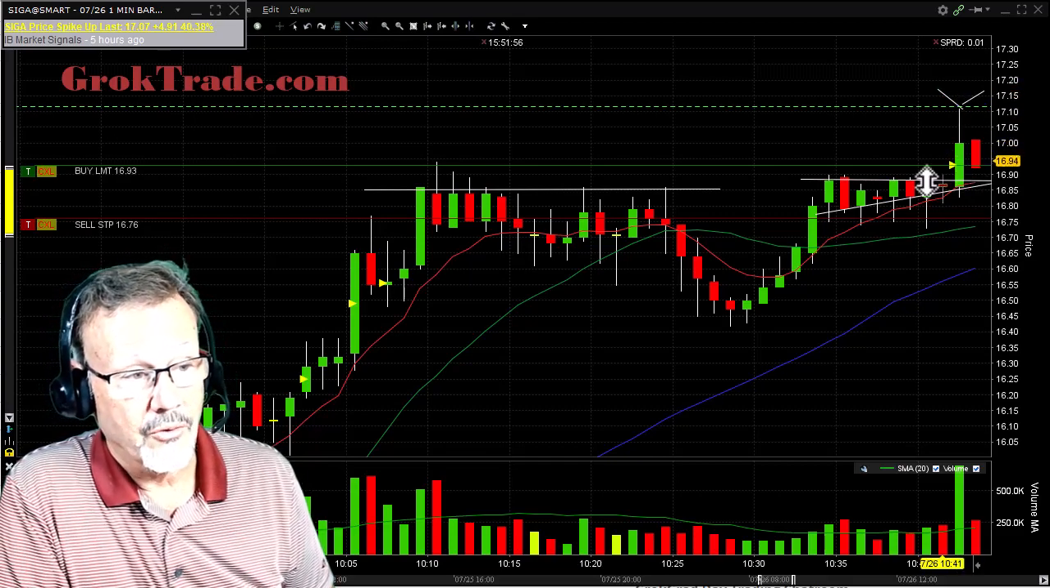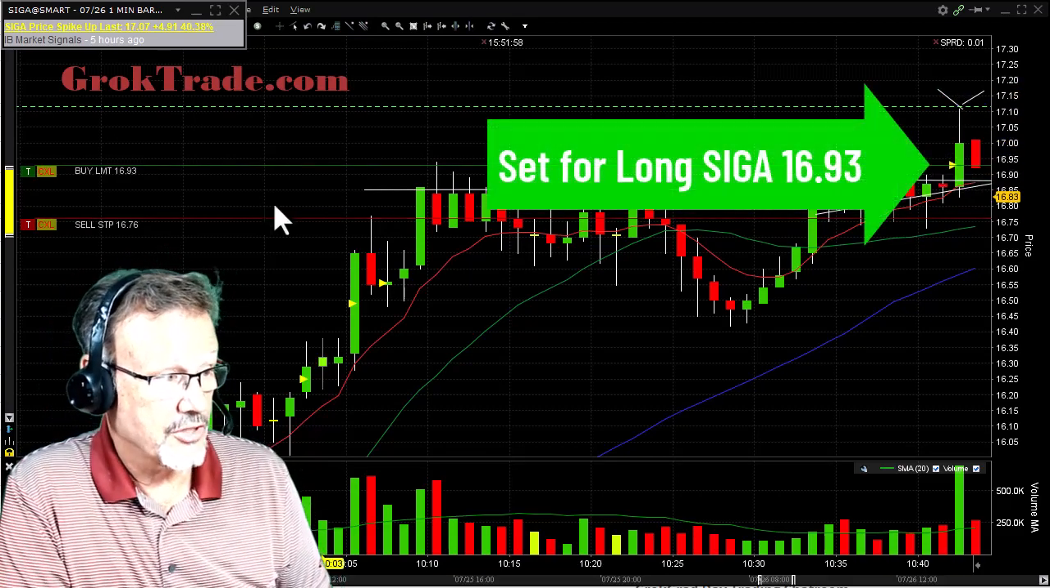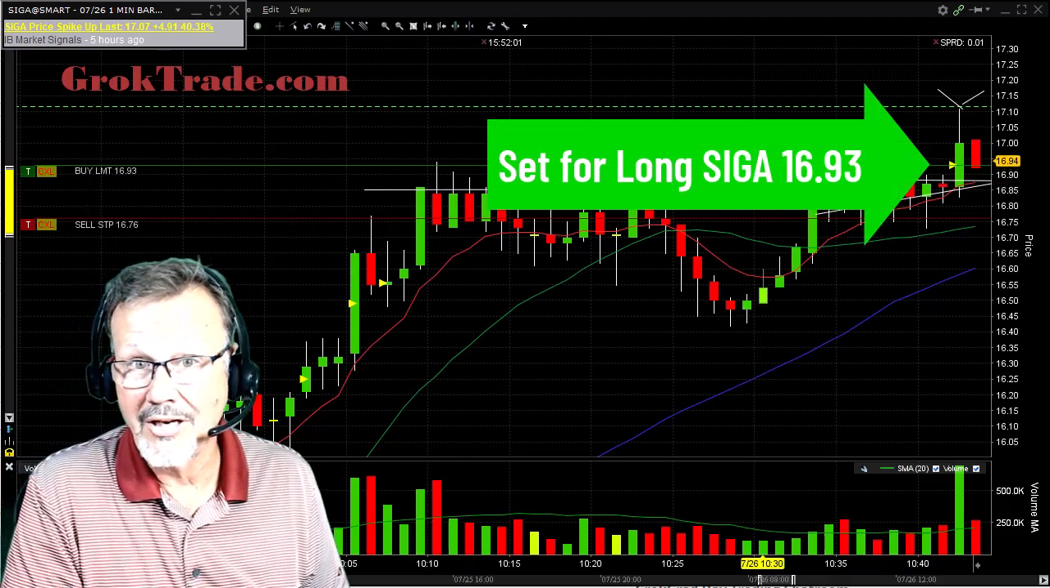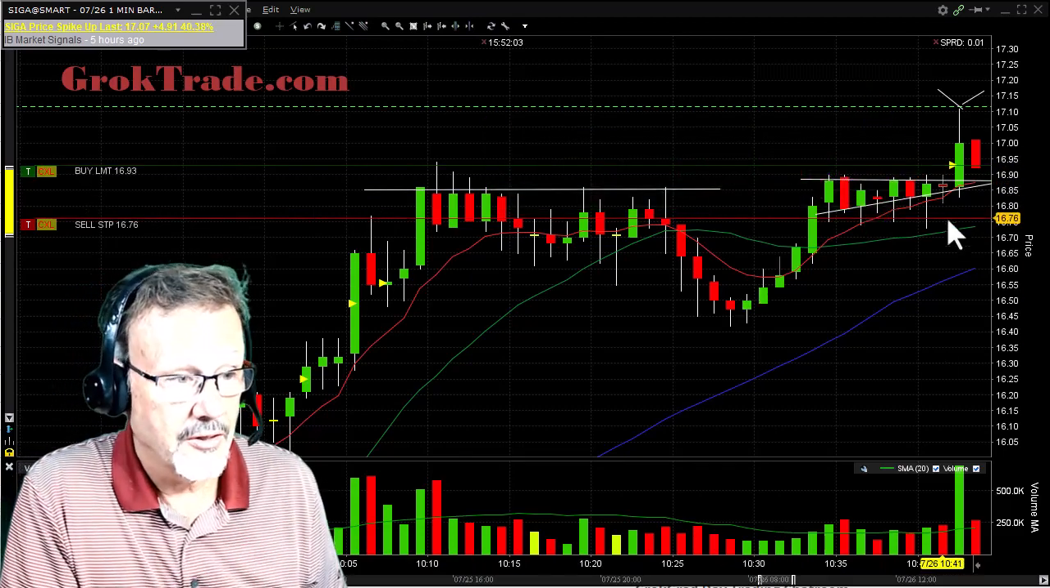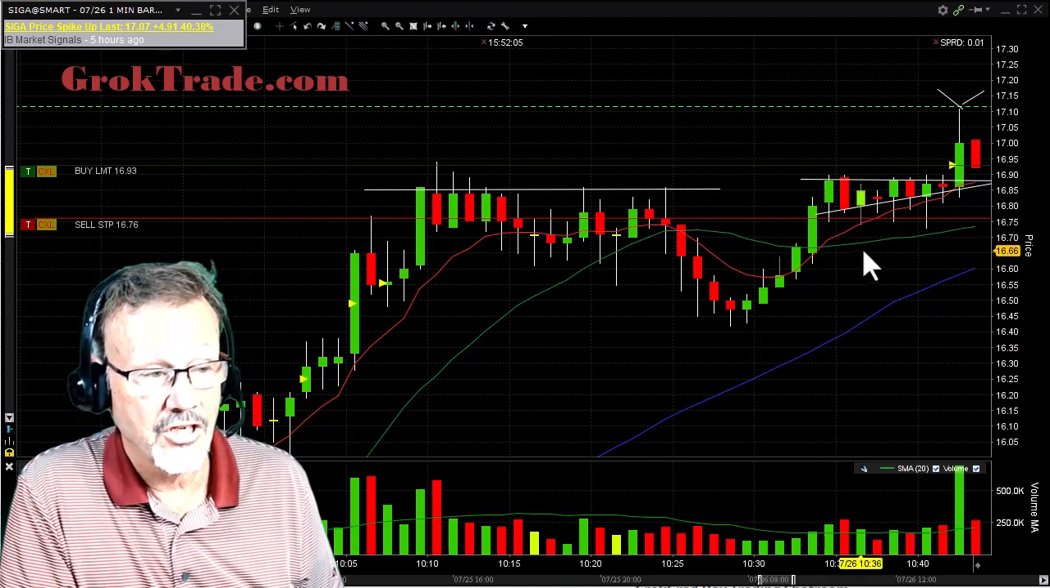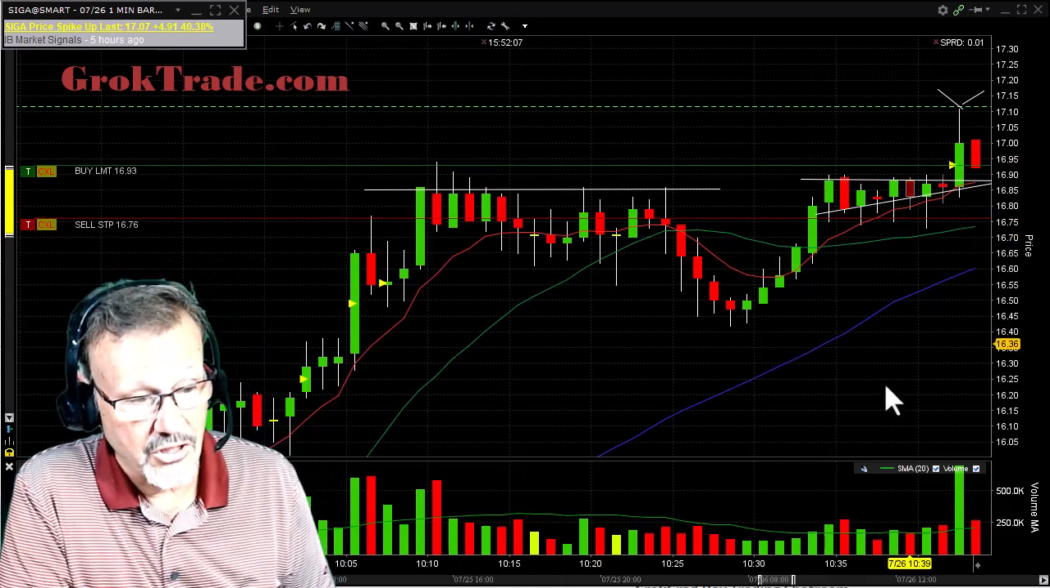So again, if I had gotten in at the 1693, I would have had a 1% attached stop automatically activated, and that would have been down here at 1676. And now let's see what happened next.